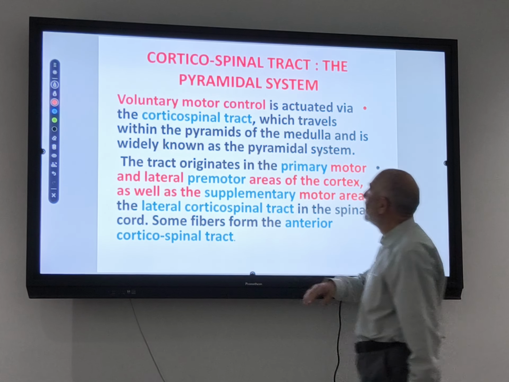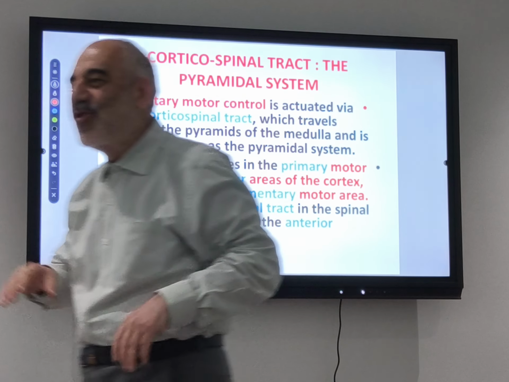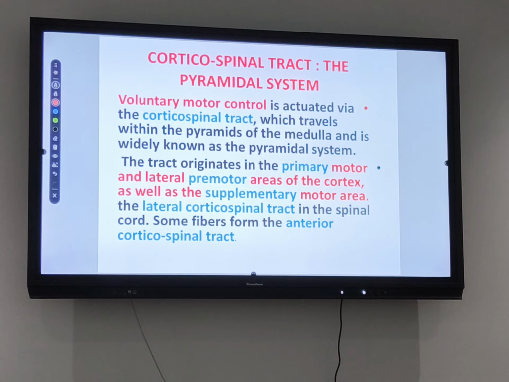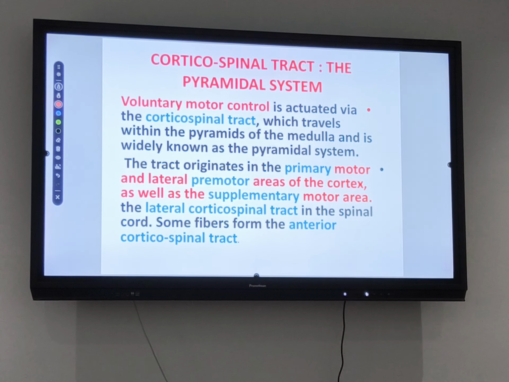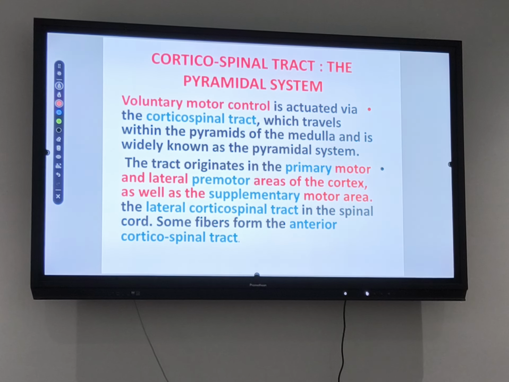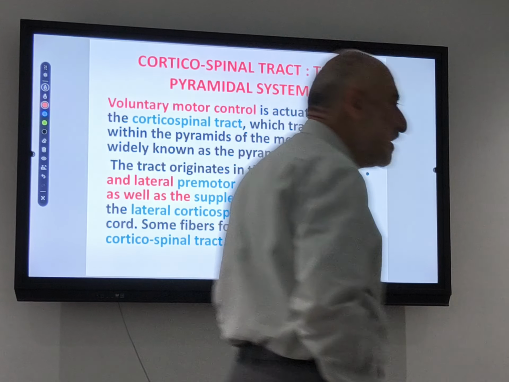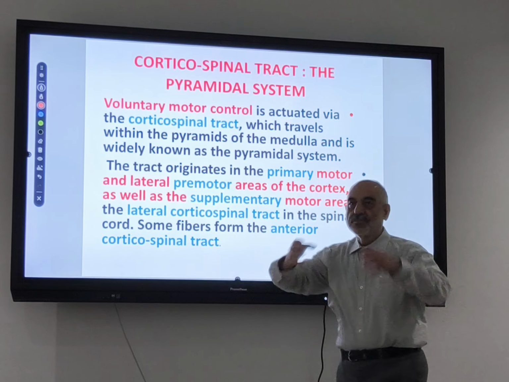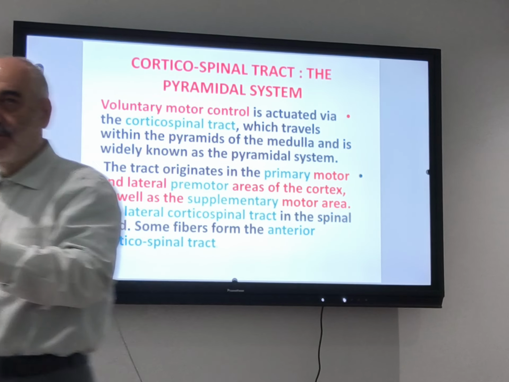And now, corticospinal. What does that mean? Who knows what the corticospinal tract is? Cortico means cortex. Spinal is the spinal. Corticospinal means from the cortex to the spinal cord. So the pyramidal system is the corticospinal tract. A tract is a lot of fibers.